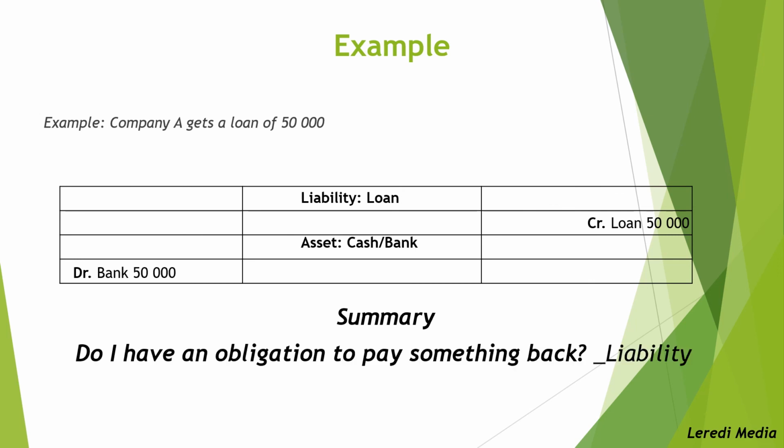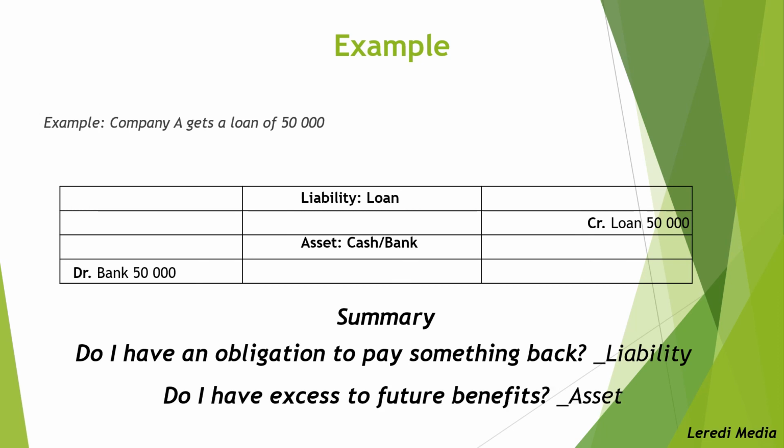Now, in summary, you need to ask yourself two questions. The first question: do I have an obligation to pay something back? If I do have this obligation, chances are it is a liability. The second question you need to ask yourself: do I have access to future economic benefits? Or rather, do I control something that will give me access to future economic benefits? If you do, chances are you have an asset.